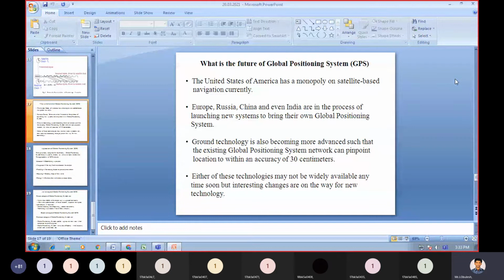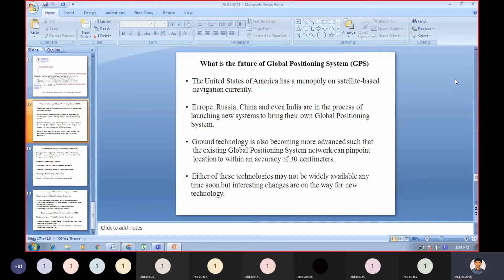Either of these technologies may not be widely available anytime soon. But interesting changes are on the way for new technology. So this is the future of global positioning system.